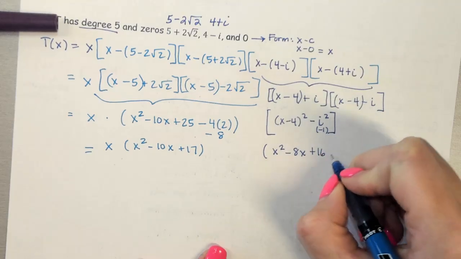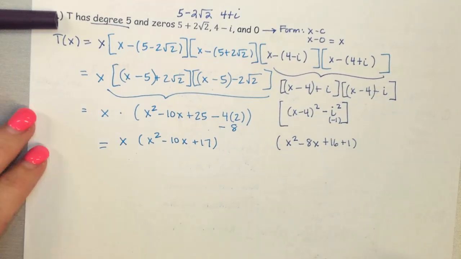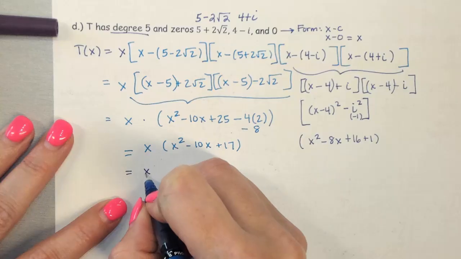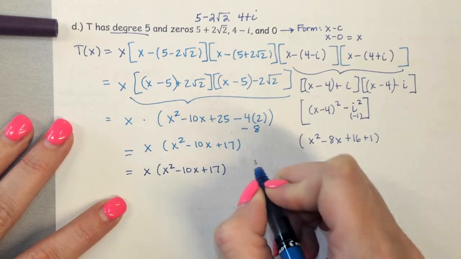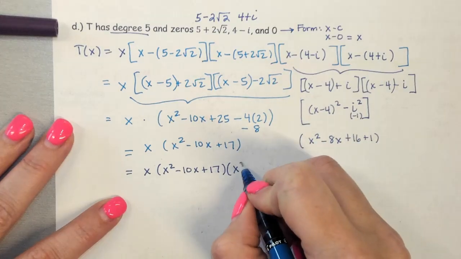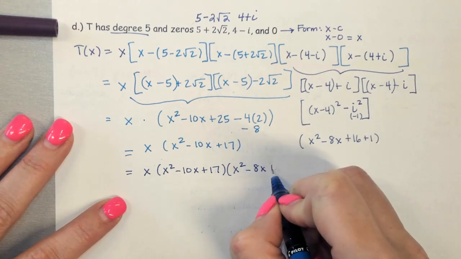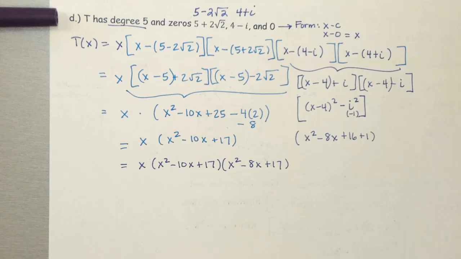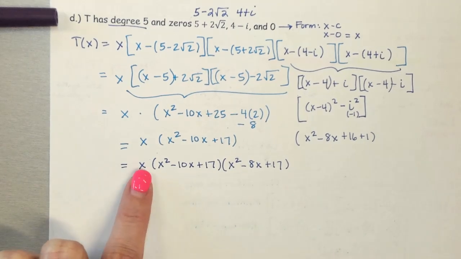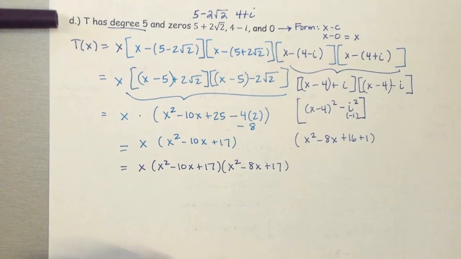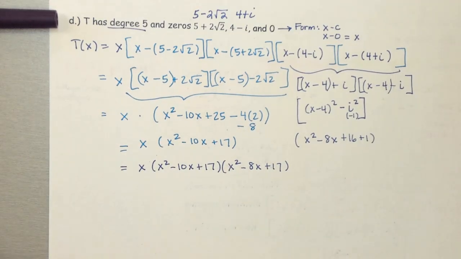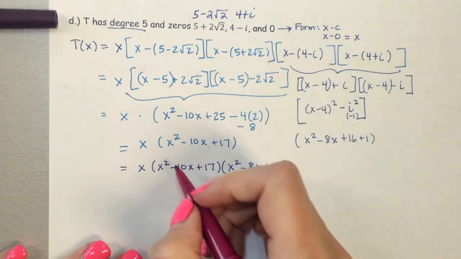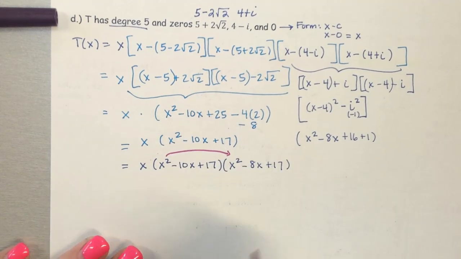And then a negative times a negative is going to be plus. So what you're going to end up multiplying together is x squared minus 10x plus 17, and then x squared minus 8x plus 17. So some people distributed the x first and then distributed the trinomial. That's fine. I like to distribute the trinomial first. It does not matter. Your final answer will be the same.